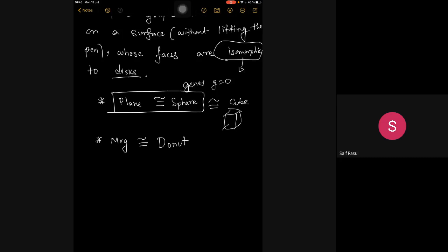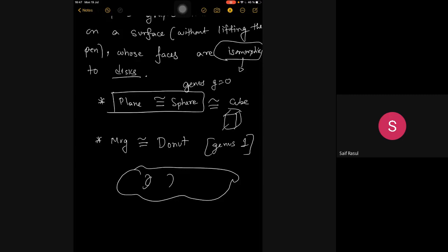So deforming means you don't tear the surface, you just deform it. For example, yeah, it's good to remember it. So these are genus 1 surfaces. If you're confused about what a genus is, it's basically a hole. A mug has one hole. A donut has one hole. So genus is basically a hole. And you can have different surfaces, for example, this is a genus 5 surface.